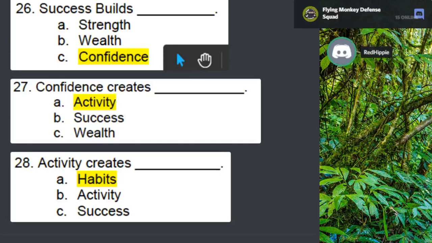What is the optimal length of time to listen to CDs or do training, according to Kevin Trudeau? 20 minutes. Good job.